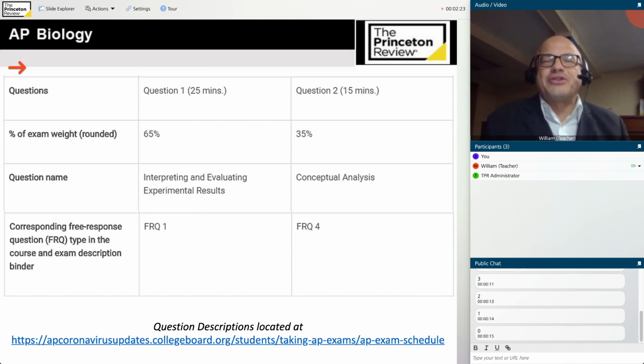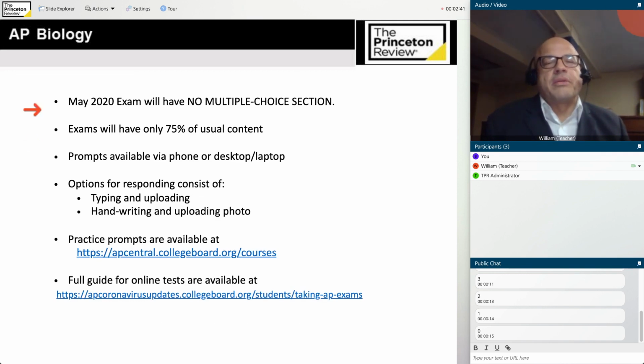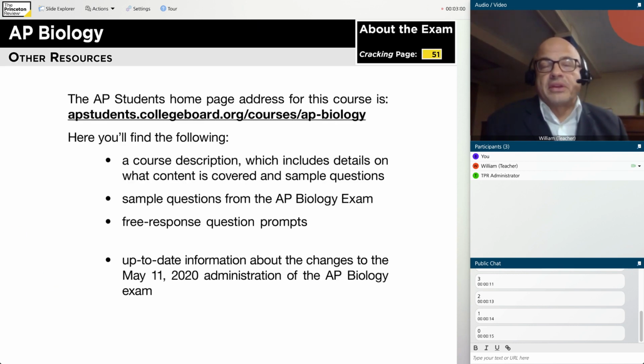as best as possible. Here's the structure of the test. Basically, it'll be weighted at 65 to 35, and you'll have two questions. Again, you can find this information on the College Board website in terms of getting to understand the questions. The first question will be a little bit longer. There'll be no multiple choice. Again, you'll have a couple of ways to input your material, and you can find some practice prompts for the two questions here, as well as full information, full guides, etc., so that you would have everything.